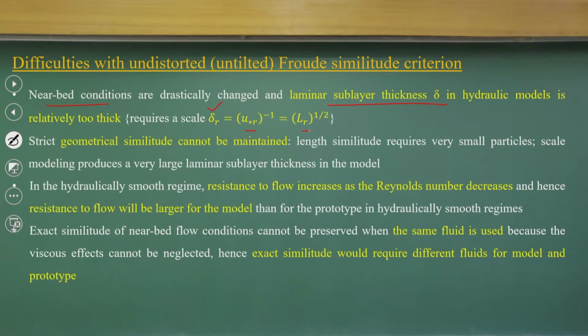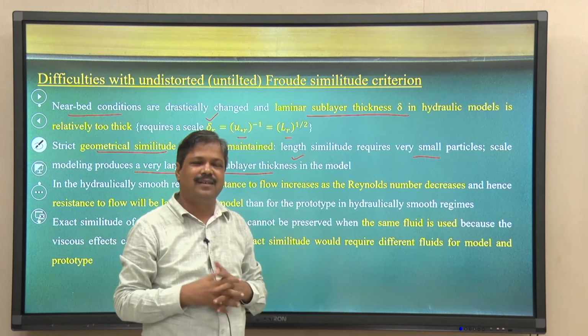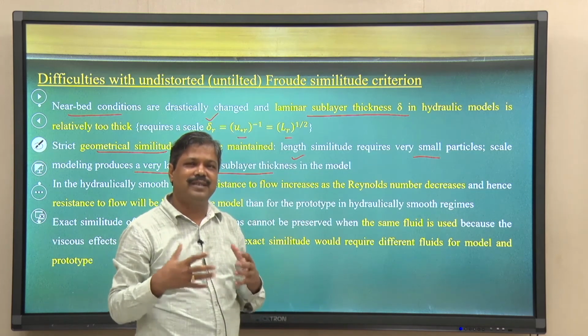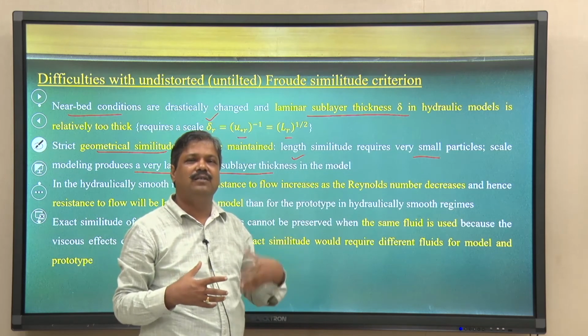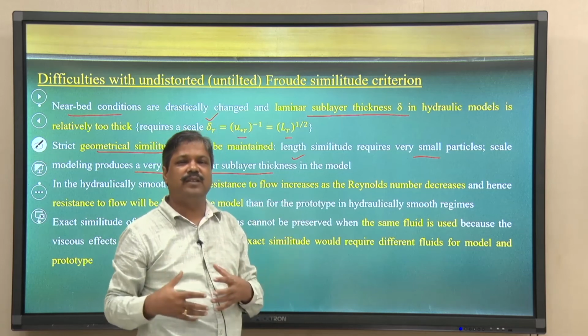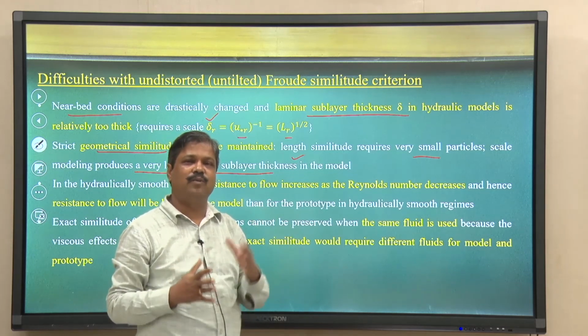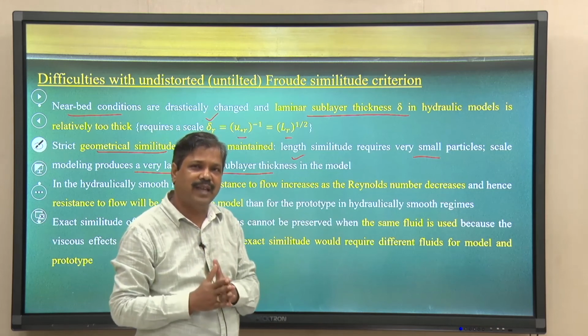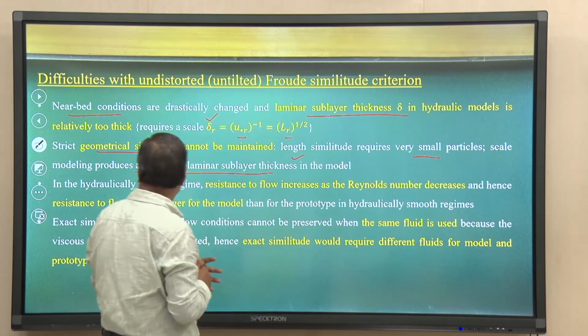So if you look at it that way, we cannot maintain exactly geometric similitude. The length similitude requires very small particles, and the scale modeling produces a very large laminar sublayer thickness in the model. What I am trying to convey, as I have been completing this course of lectures on physical river models, is that it needs a lot of knowledge of near-bed conditions, what happens in the river. Whether the same conditions can prevail or be maintained at the flume scale is a very challenging task.